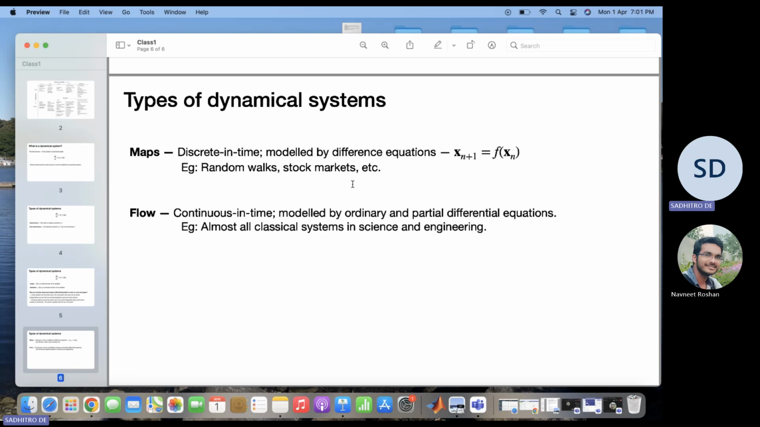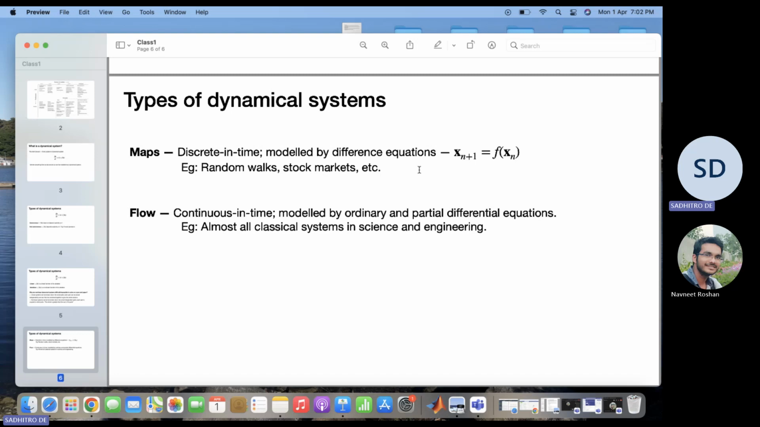So a good way of describing the system, if you have discrete data, is in terms of maps, which says that the state of the system at the instant n plus 1 is a function of the state of the system at instant n. And what are the real world examples of maps? The most common example is a random walk or Brownian motion, and other examples like stock markets, which can also be modeled in terms of random walks.